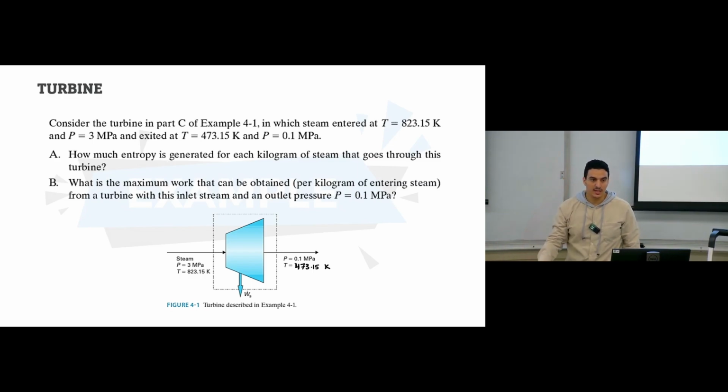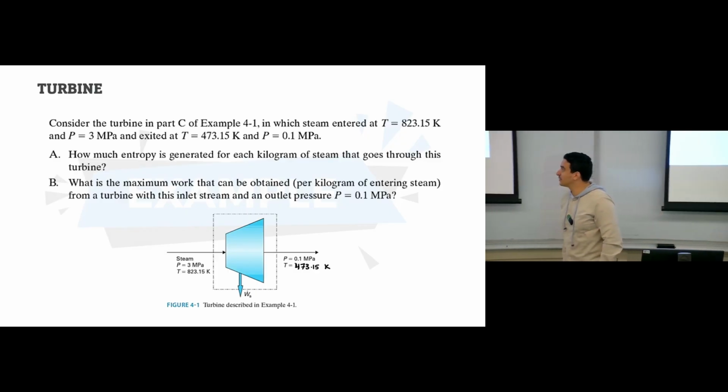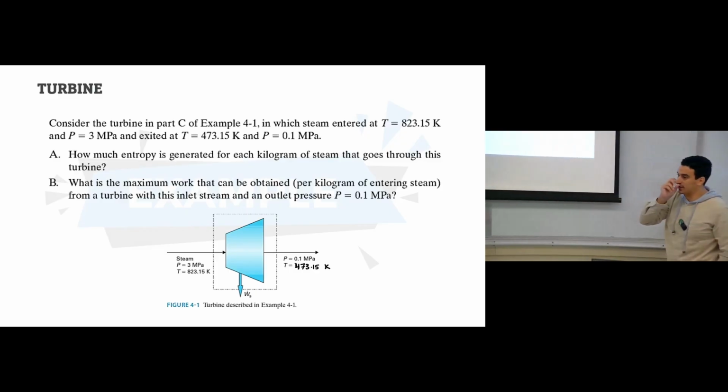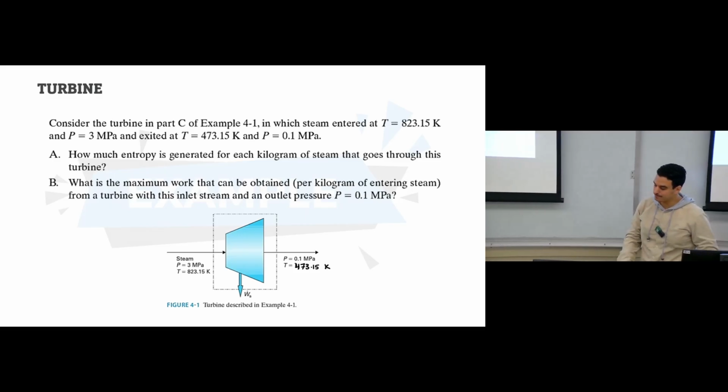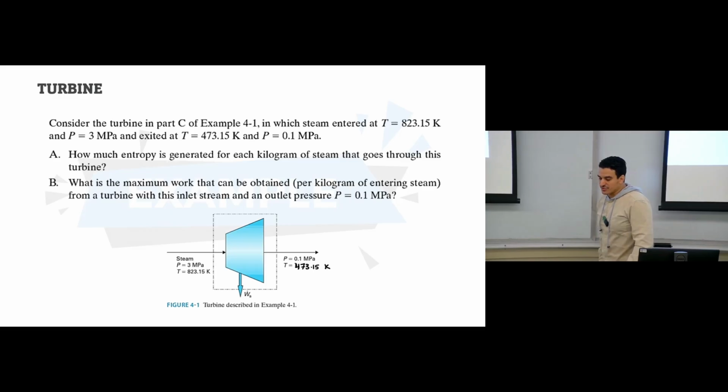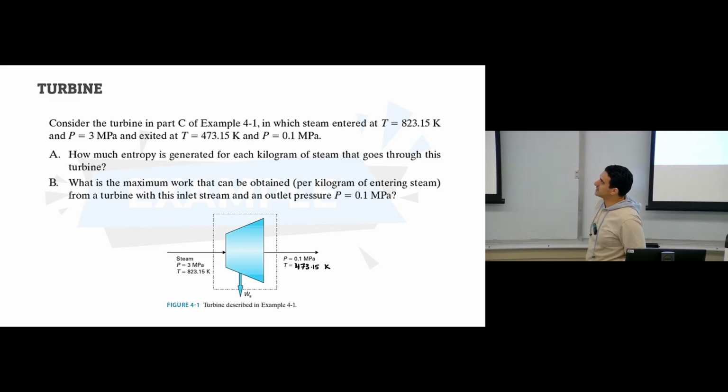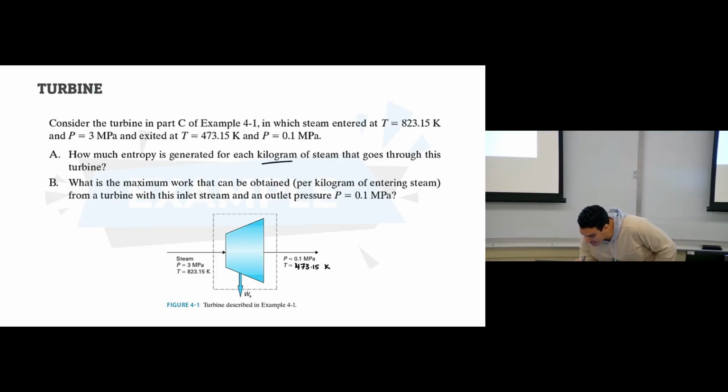You can find internal energy, you can find enthalpy, you can find entropy, anything for the inlet and outlet now you can find, because you have two pieces of information given for each stream. The first requirement: how much entropy is generated for each kilogram of steam. So here we have mass is 1 kilogram.